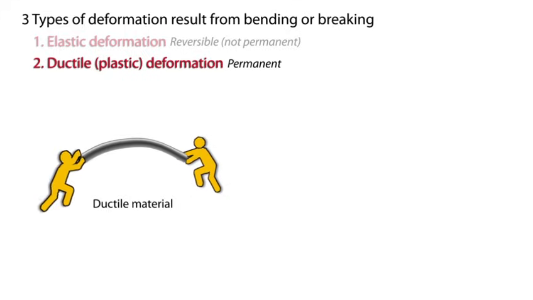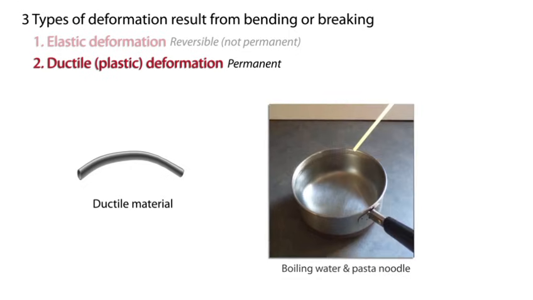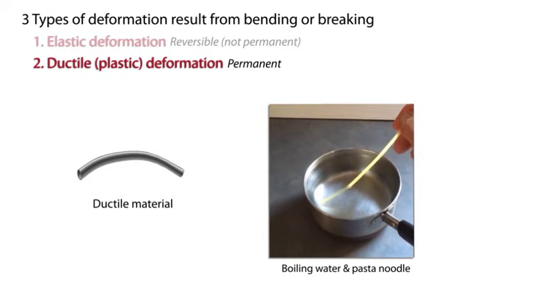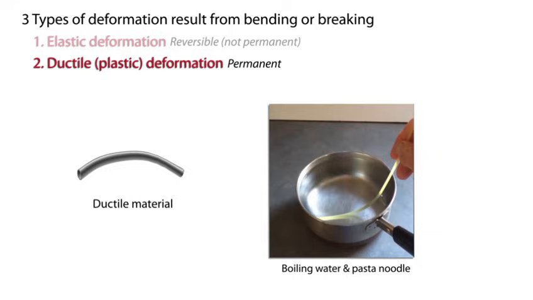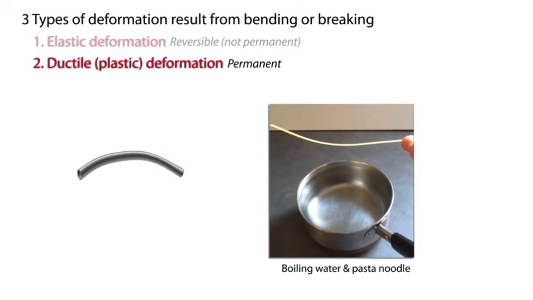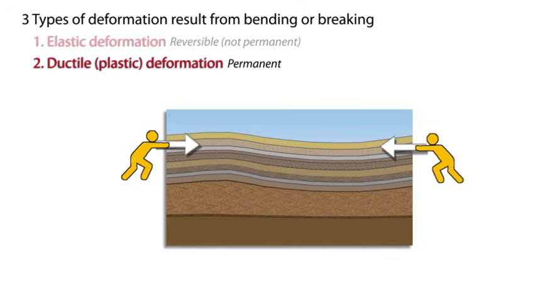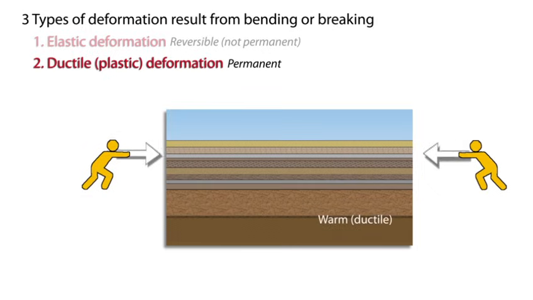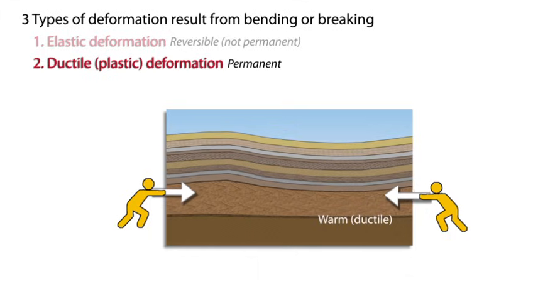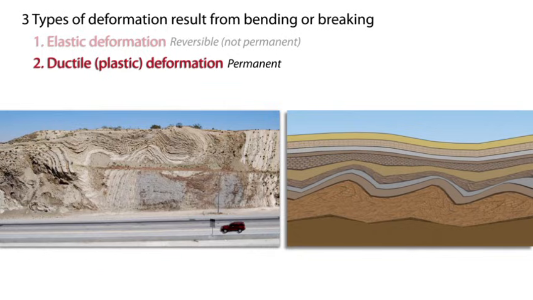Ductile deformation occurs when rocks undergo bending that remains even after the stress is removed. Using the spaghetti analogy again, an uncooked noodle undergoes ductile deformation when placed in boiling water and compressed against the bottom of the pan. When the stress is removed, we see that the ductile deformation remains. Similarly, the same rock that can deform elastically could, under different temperature and pressure conditions found deep in Earth, undergo ductile deformation. We can see evidence of ductile deformation when rock layers are deformed at depth and are later uplifted and revealed at the surface as in this road cut.